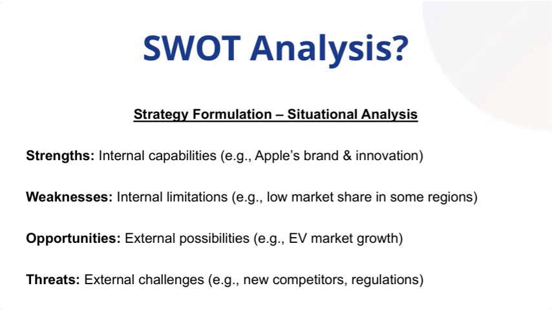Let's take a closer look at strategy formulation through a situational analysis. On this slide, we start with the strengths. These are the internal capabilities that give a company an advantage. For example, Apple's brand reputation and its innovation culture are huge strengths that set it apart in the market. Recognizing these helps us understand what the company does well. Next, we consider weaknesses. These are internal limitations that might hinder progress. For instance, Apple might have a low market share in some regions, which indicates an area where there's room for growth or improvement.